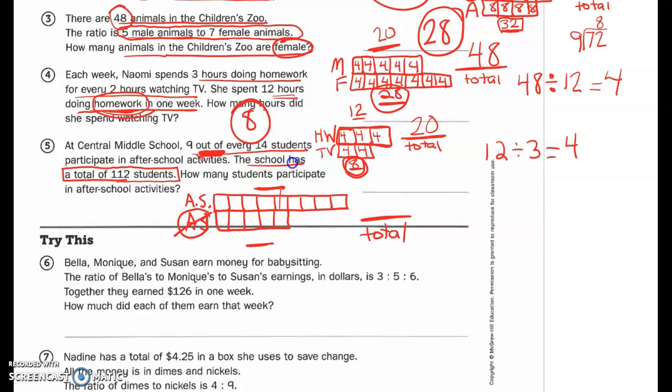All right. The school has a total of 112 students. So 112 either needs to go here, here, or here. And since that's the total number of students, that would be the ones who do participate in after-school activities and the ones who don't. 112 is going here. So anytime you have this number, you're going to split it into all of your boxes. So I have 14 boxes. So I need to figure out how many times 14 goes into 112.